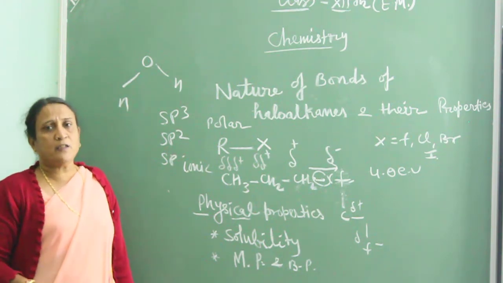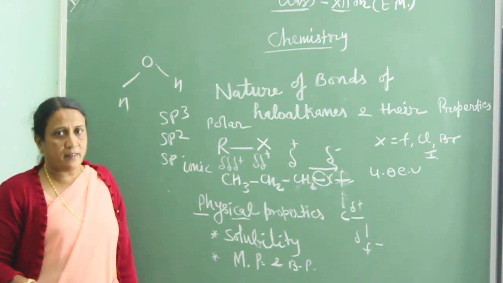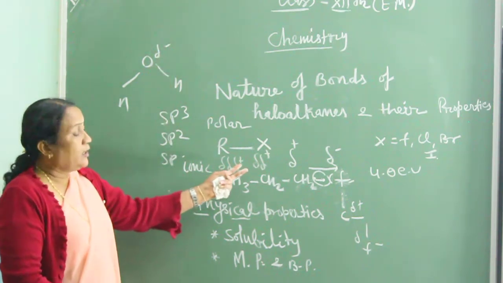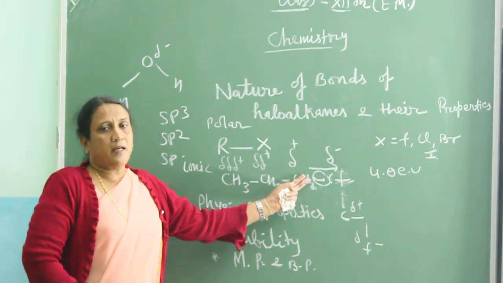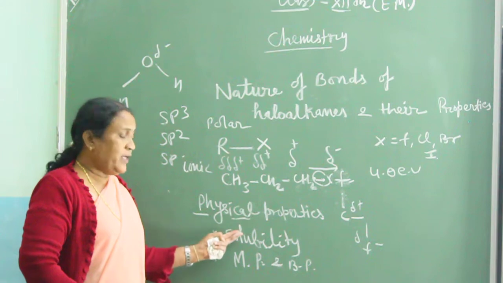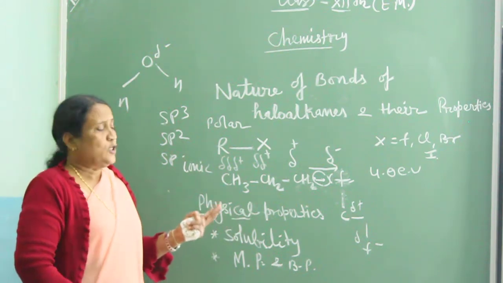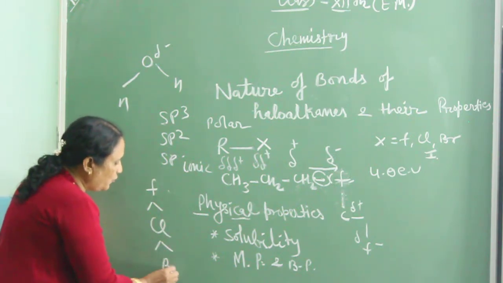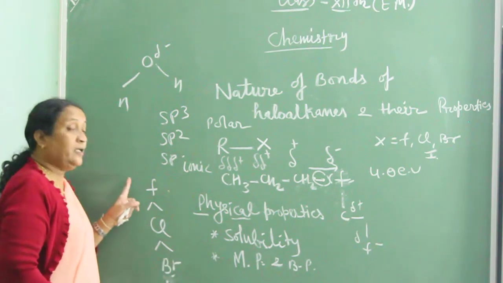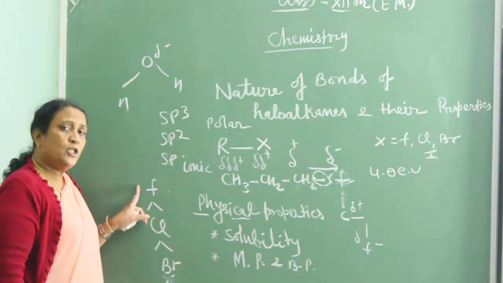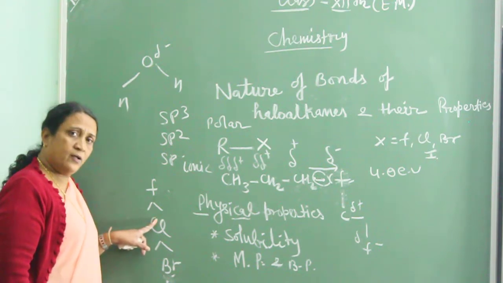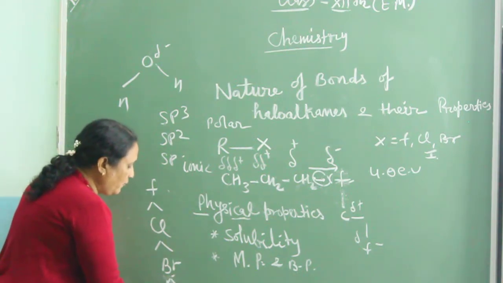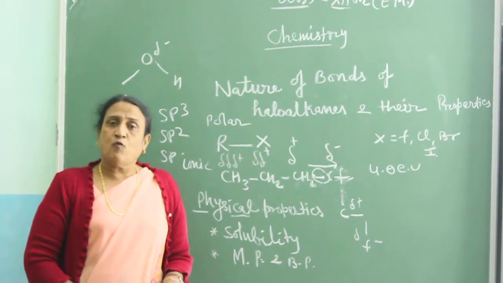And there is a rule for solutions: like dissolves like. Water is polar in nature, and haloalkanes or alkyl halides are also polar in nature, so they can be soluble. But solubility changes depending on the atom attached to the carbon. If a fluorine atom is attached, solubility is more. Chlorine has a little bit less solubility, then bromine and iodine. When an iodine compound is formed, it is least soluble in water.